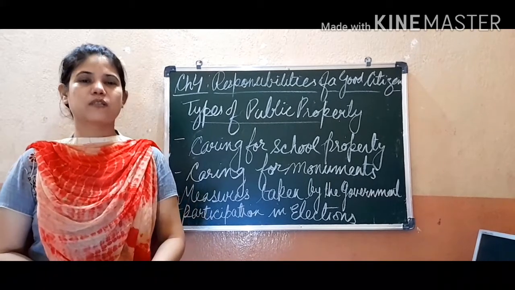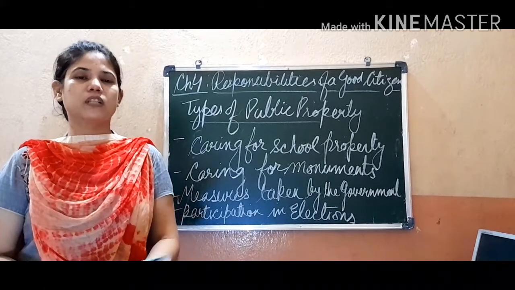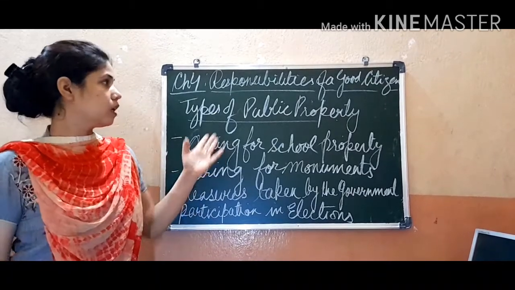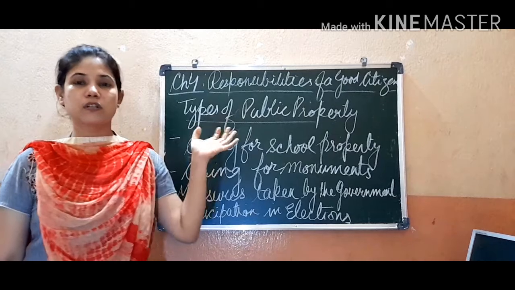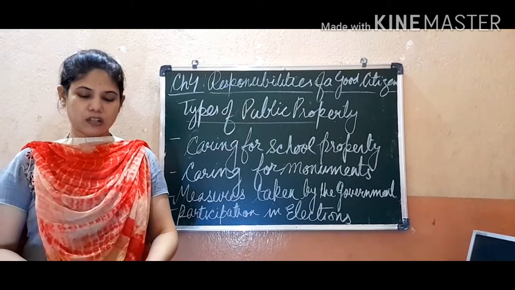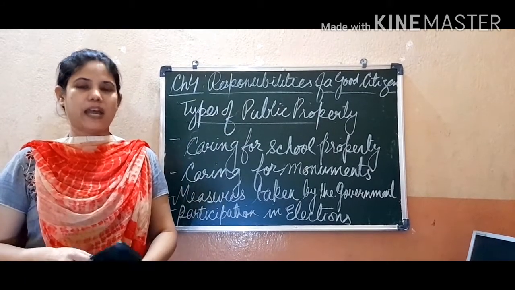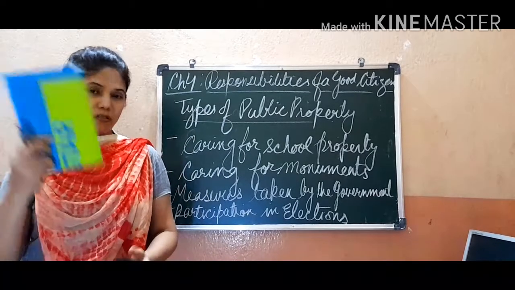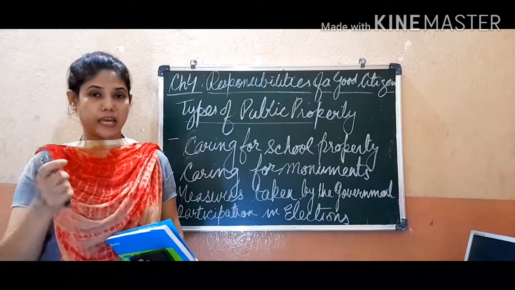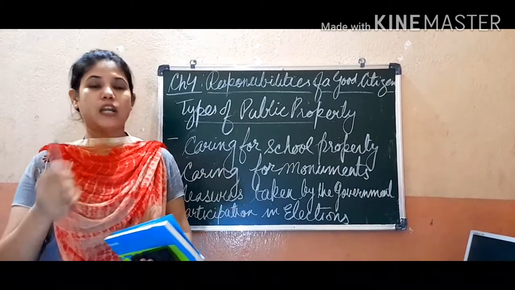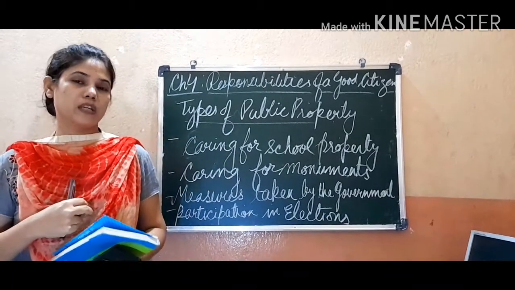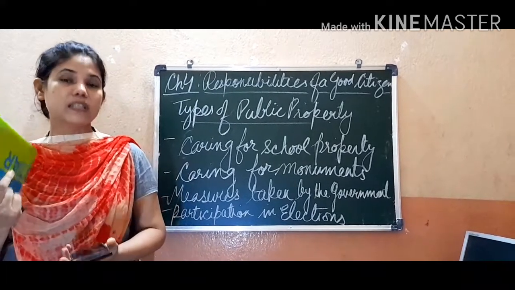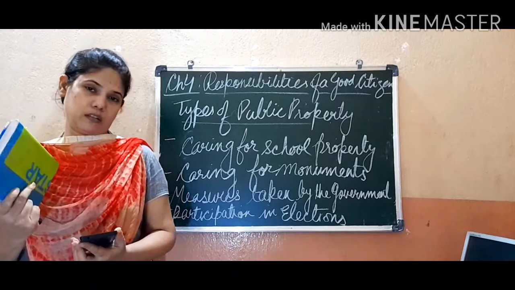Hello students, today in this video I am going to teach Standard 4 SST Chapter 4, Responsibilities of a Good Citizen. Now you can see in my hand this is my mobile, this is my book, this is my pen and this is my pencil. Now these all belong to me and I am the owner of all these things. That means this is my private property.